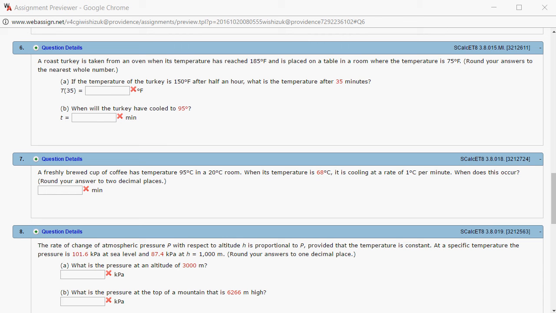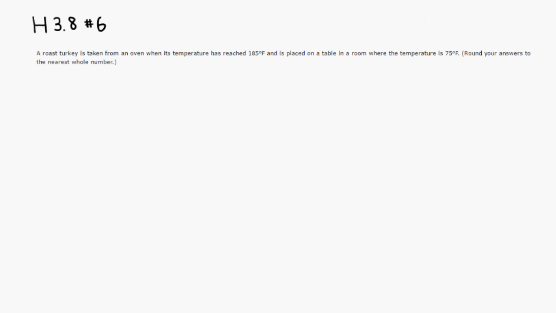Alright, let's look at homework 3.8, problem number 6. Let's solve this turkey problem. A roast turkey is taken from the oven when its temperature has reached 185 degrees Fahrenheit. So this is the initial temperature, which I'm going to call T0. And it's placed on a table in a room where the temperature is 75 degrees.